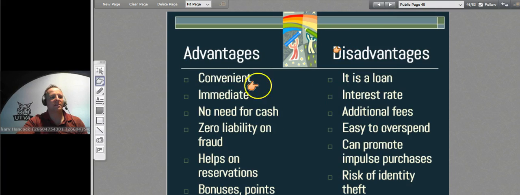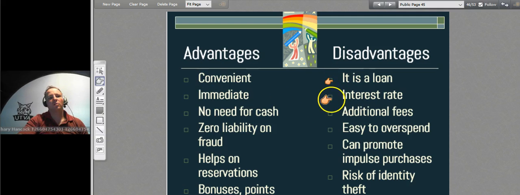So there's some advantages and disadvantages. Advantages: it's convenient, it's immediate, no cash is needed, and there's zero liability on fraud for credit cards, which is a big one for me. Helps on reservations. If you put down a reservation for a hotel, they hold so much on your card and give it back to you after you've left. You can get bonus points. You probably see that all the time: I use this certain card because it gives me travel rewards. That's good only if you're paying it off every month. If you're not, you're basically paying for those points through all the interest, and you're probably paying more than you would have.